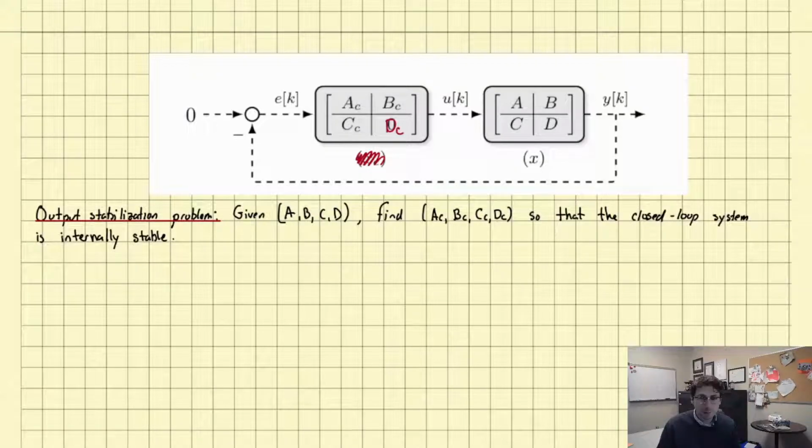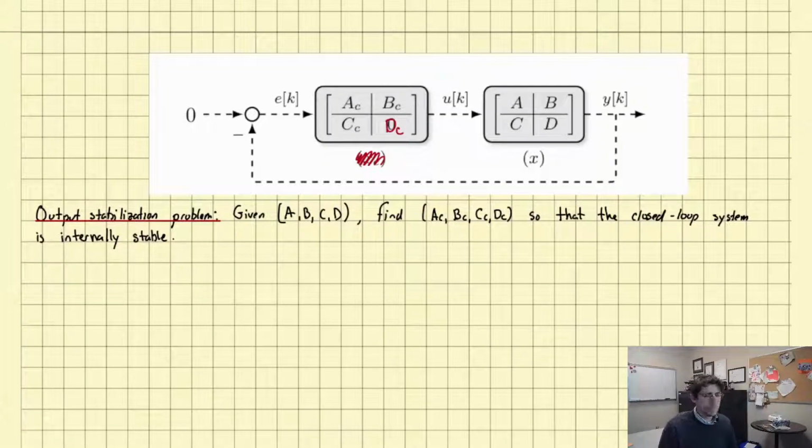I remind you of what internal stability was. We talked about it in chapter 6. What it means is that no matter where you initialize the plant, no matter where you initialize the controller, both systems converge to 0. Like the plant state goes to 0 and the controller state goes to 0. All right? We're just using this notion of internal stability that we had from chapter 6. Okay, so we want to solve this problem today.